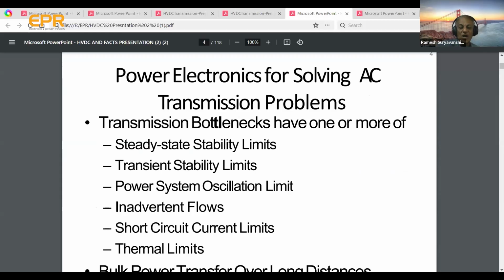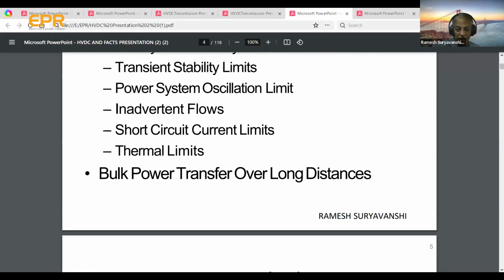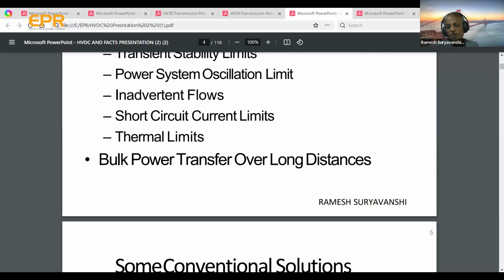Now, power electronics, why do we use this? Transmission bottlenecks, steady state stability, transient stability, power oscillations, inadvertent flows, short circuit current, thermal limits with AC. You can overcome all this for bulk power transport or long distances of 400, 500, 1000, 1500, 2000, 3000 kilometers. But as you experts in AC know, AC cannot transmit power more than 400, 500 kilometers because of impedance loading.